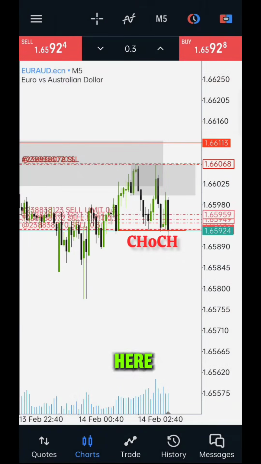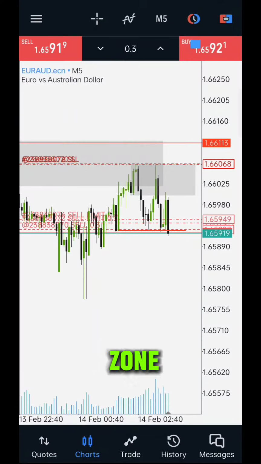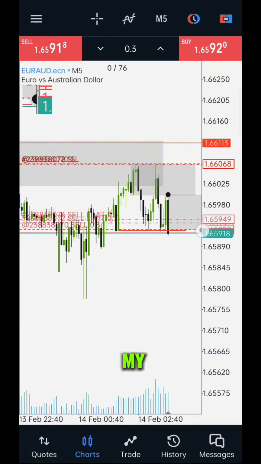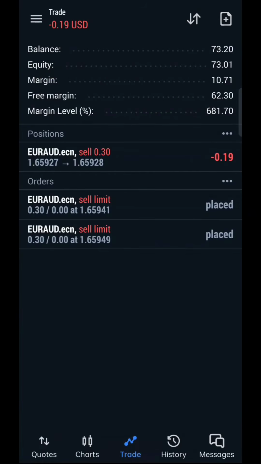As shown here, price broke the lower low, resulting in a change of character, and a new supply zone. This is why I set all of my sell limit orders from this supply area, and also placed all of my stop loss above the supply zone's top. Here are all of my pending limit orders. Let's see what happens.